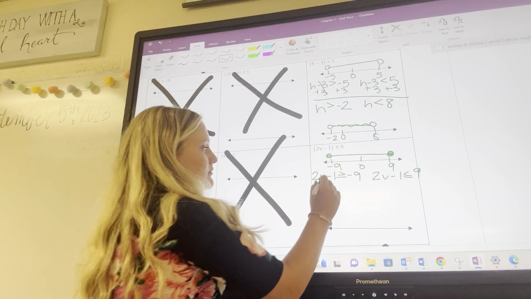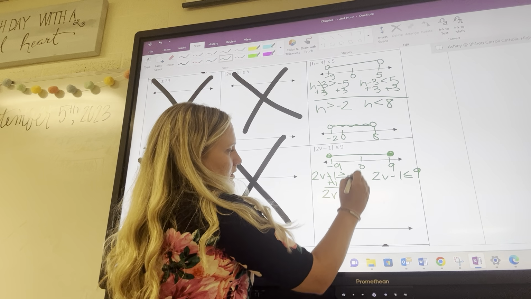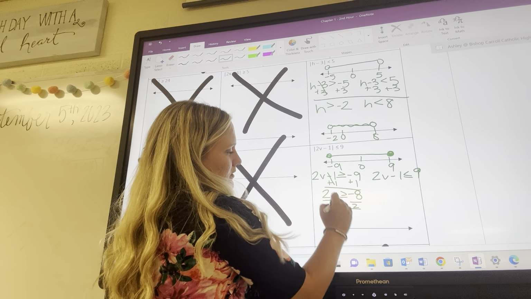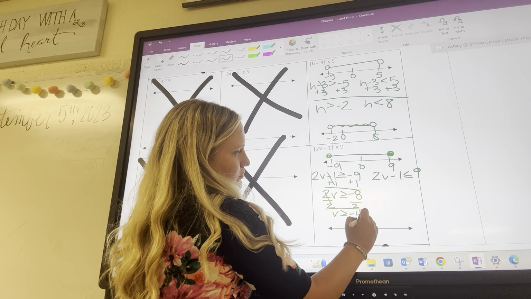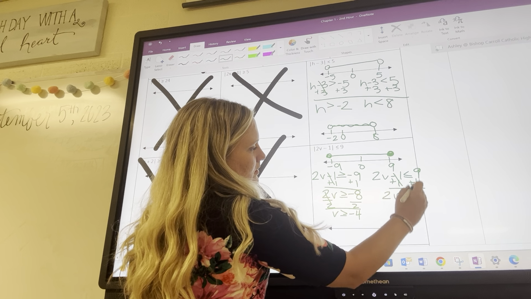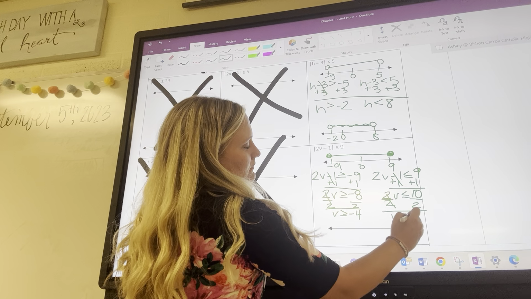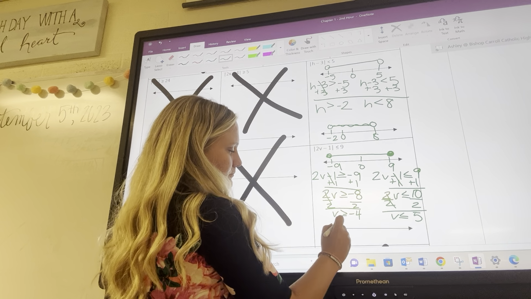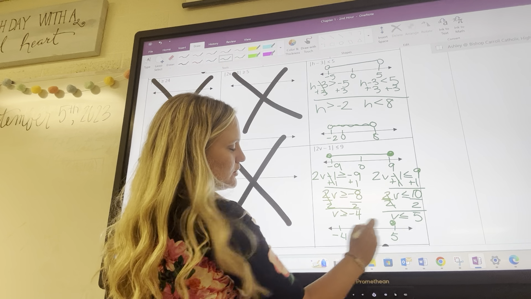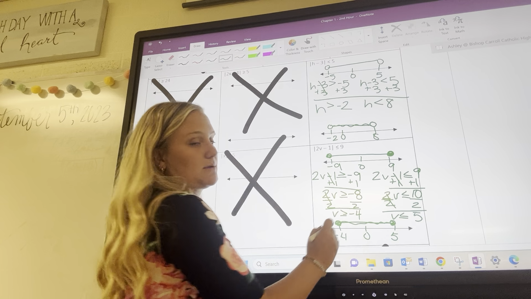Now we're going to solve them both. Add 1. -9 plus 1 is -8. Divide by 2. B is greater than or equal to -4. Add 1 on this one. 2b is less than or equal to 10. Divide by 2. B is less than or equal to 5. So if this is -4, and this is 0, and this is 5, we have closed circles since it's less than or equal to, and shaded in between.